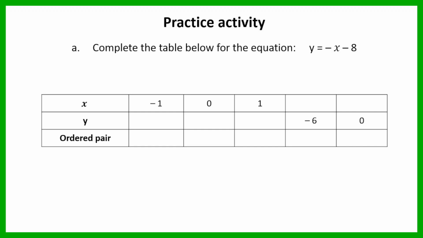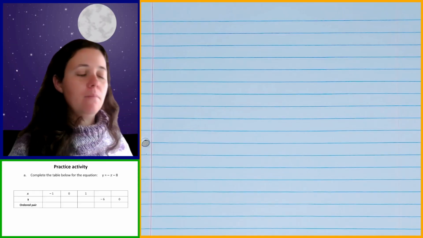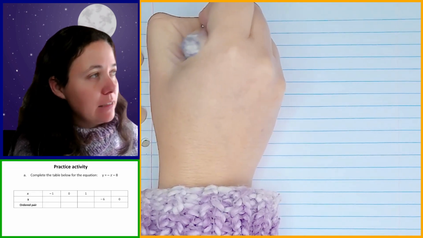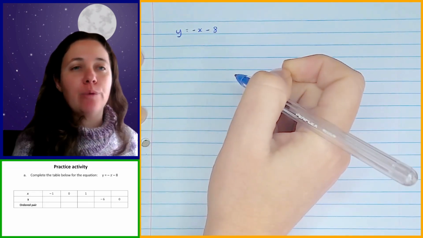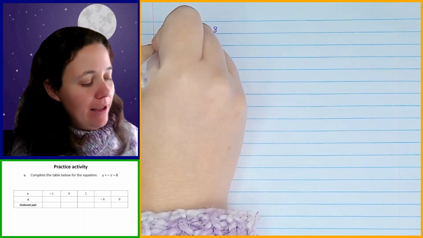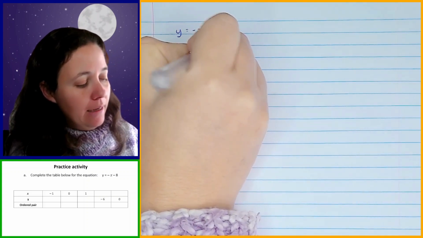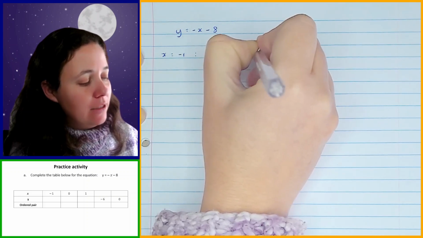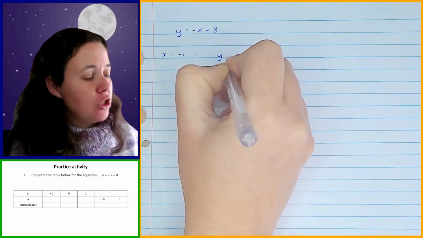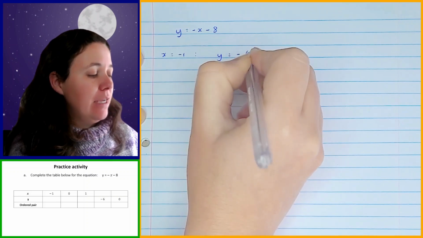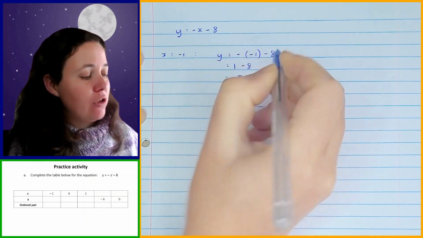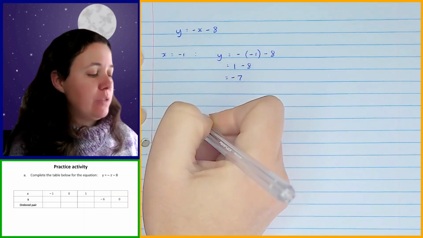Okay, so let's go through what you should have done for this table. First of all, our equation was y equals negative x minus 8. The first x value that you were given was negative 1. So if x is negative 1, then we're going to have y equal to negative, and then in brackets negative 1, minus 8. So now we need to simplify this. Negative negative 1 is positive 1, minus 8, that gives us negative 7. So if x is negative 1, y is going to be negative 7.